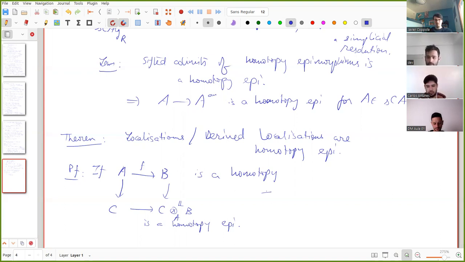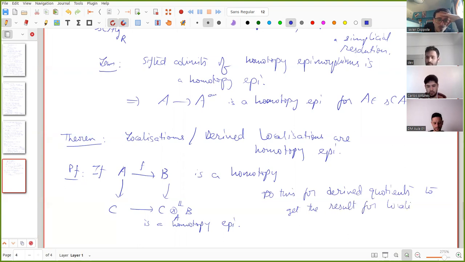So do this for derived quotients, which is a special case of this derived push out, to get the result for localizations.